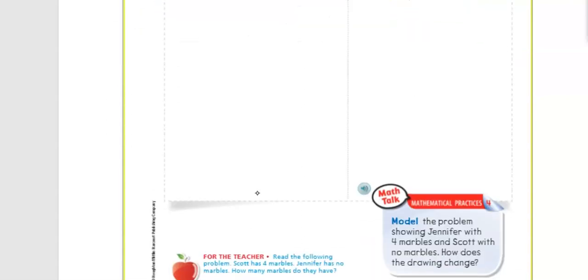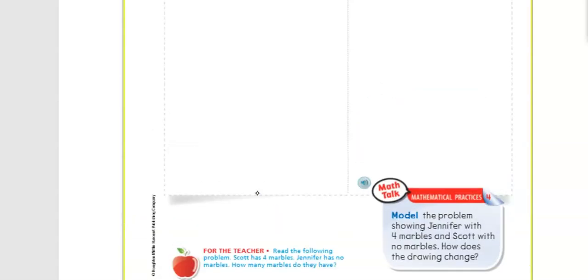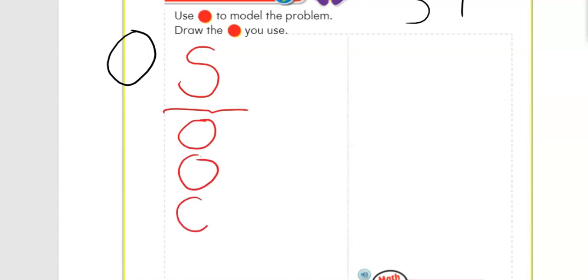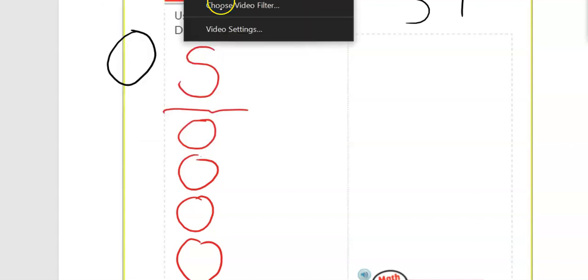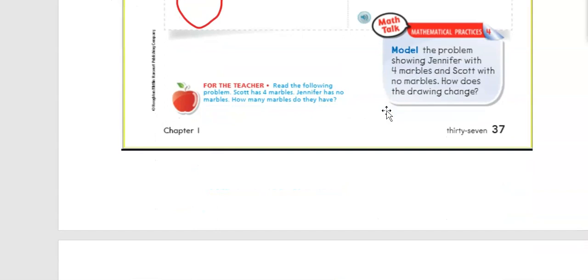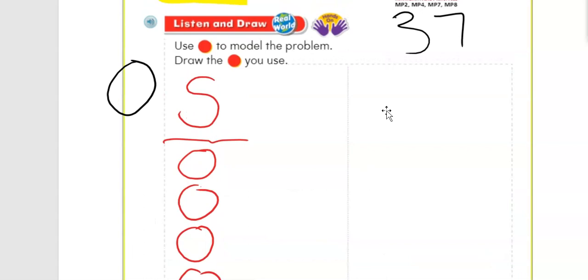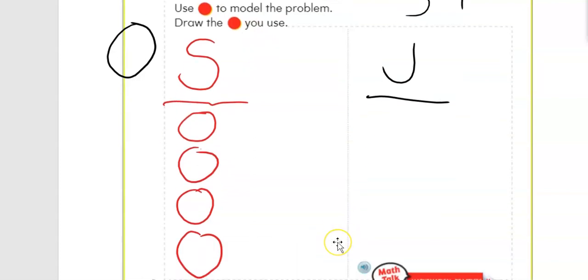So, let's see. Scott has 4 marbles. So I'm going to draw Scott's marbles red. So Scott has 4. 1, 2, 3, 4. So you should be putting your counters on your book just like Miss Prince did. And Jennifer has no marbles. So I'm going to put a J over here for Jennifer. J. And she has no marbles. So do I draw any marbles? I don't.